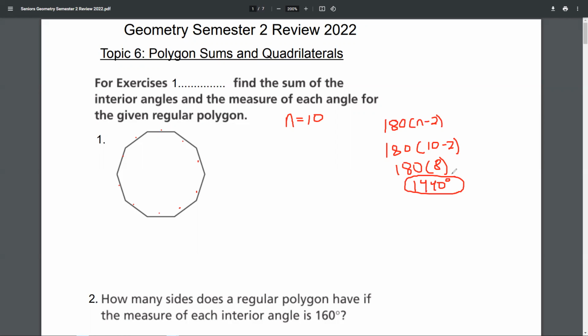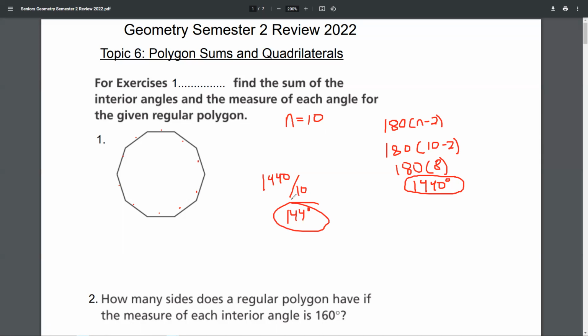So that is the sum of the angles, 1,440 degrees. And then it also wants each interior angle. Since there's 10 sides, there's also 10 angles here. So we're going to divide by 10. 1440 divided by 10 is going to give us 144 degrees. So this is a decagon because it has 10 sides. All 10 angles add up to 1440, and each angle is 144. So 144 times 10 gives you your sum.